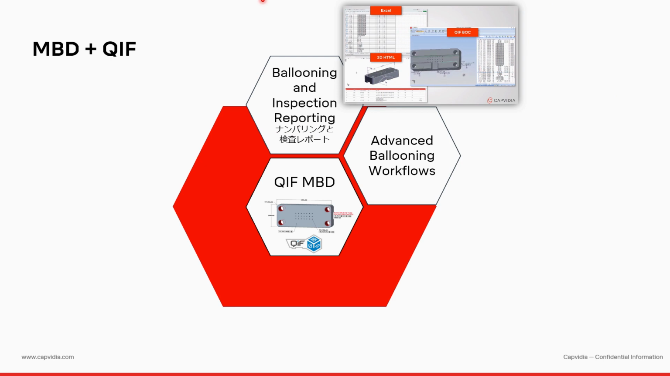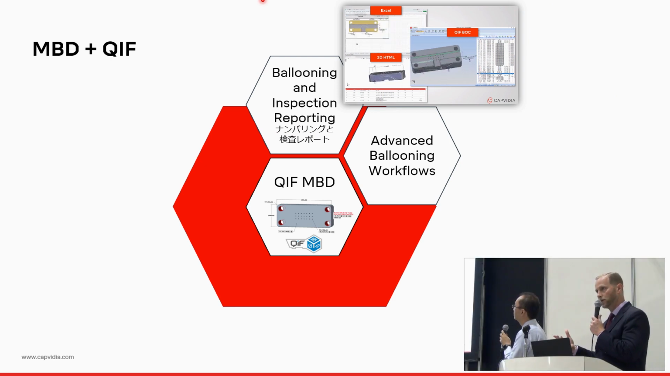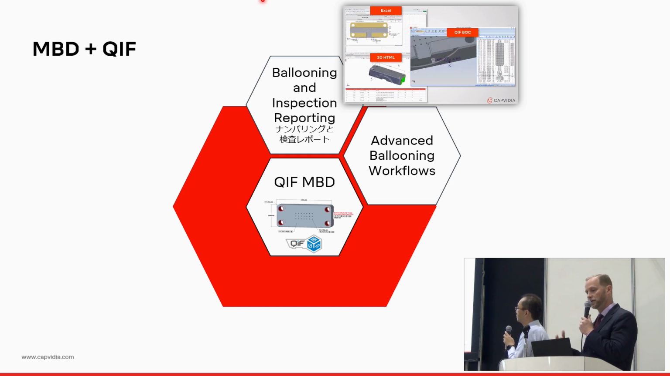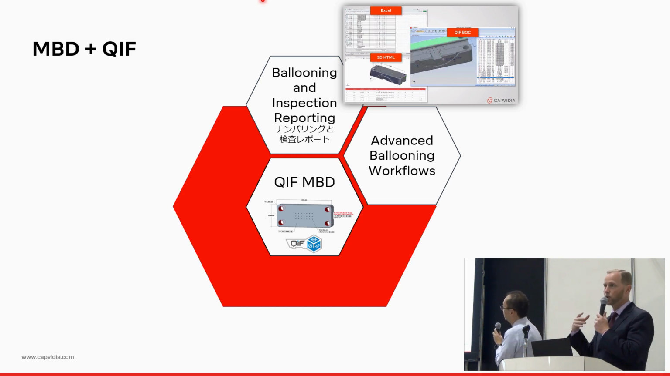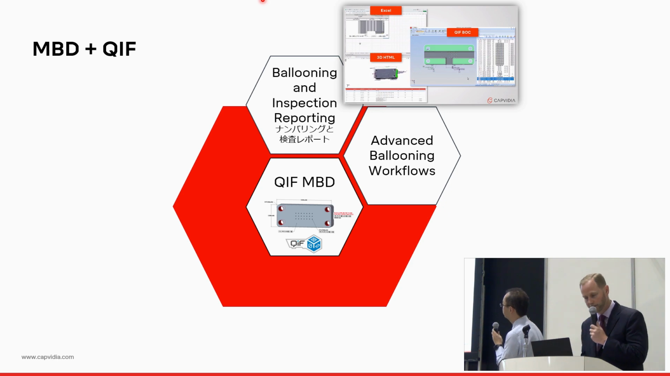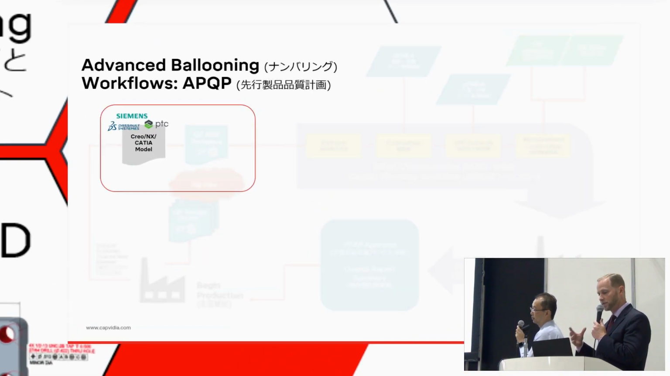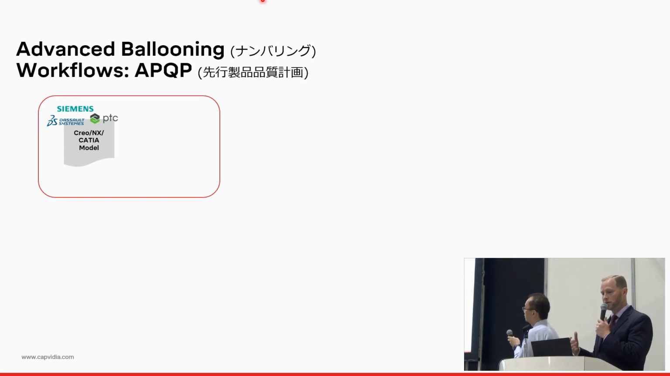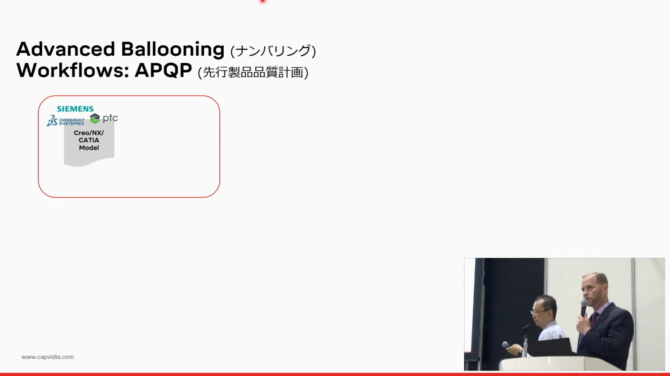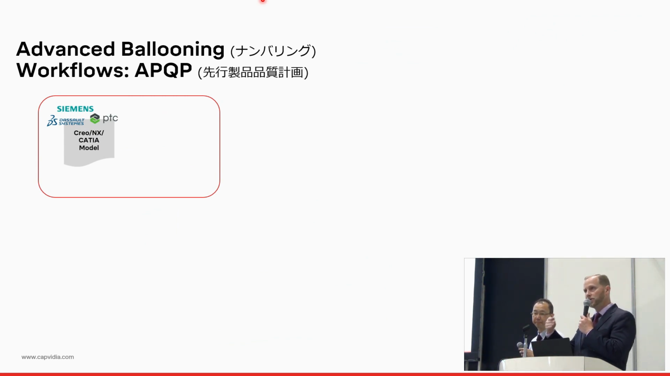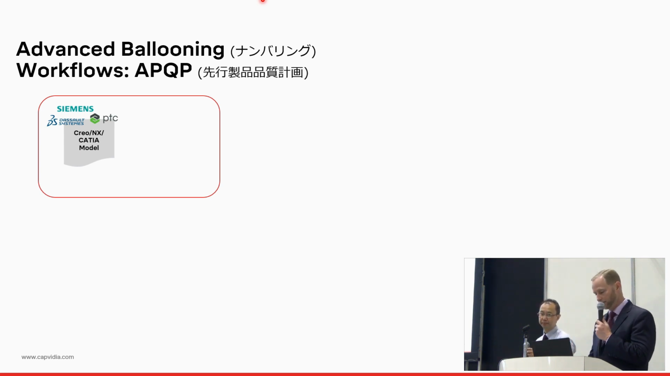And from here, we can build on that basic workflow, on that simple workflow. You can build on your implementation in later stages and get into more advanced types of quality workflows. So let me explain a little bit about that. So in some of these advanced quality workflows, sometimes in some industries this is referred to as APQP, Advanced Product Quality Planning. There is an additional layer of quality planning that can take place above just the ballooning.